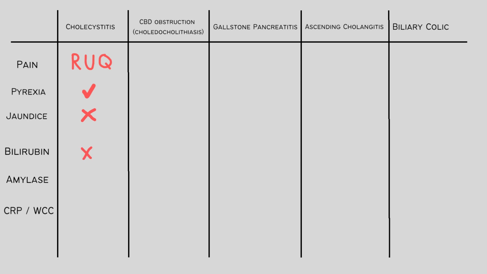Amylase is a marker of pancreatitis, so we wouldn't expect to see that raised. However, our inflammatory markers CRP and our white cell count would both be raised again due to the inflammation. In common bile duct obstruction, we can expect to see raised bilirubin in the LFTs, potentially leading to jaundice. If there is no inflammation or infection, our inflammatory markers should not be raised, and the patient would not be pyrexic. We would not expect to see raised amylase.